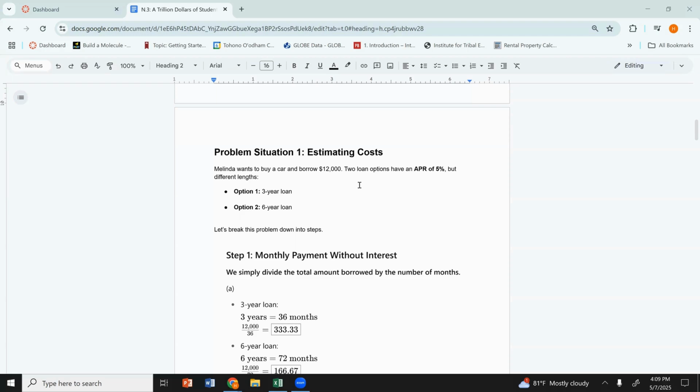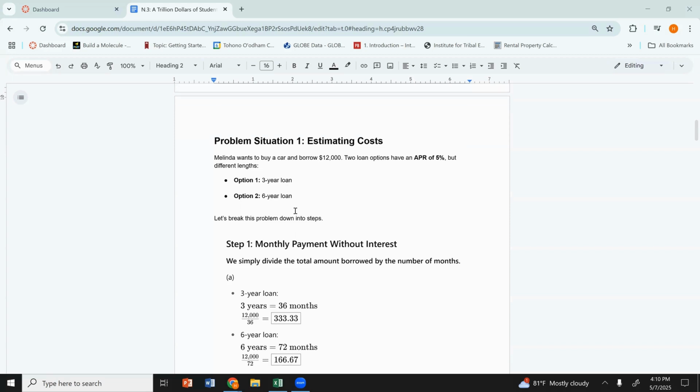Both are 5% APR, but different lengths, okay? So option one: 5% APR, $12,000 principal, and the length is 3 years. And the second option, with the same conditions, $12,000 borrowed, 5% APR, is a 6-year loan. So we are going to make some estimation here. We're going to break it down step by step.